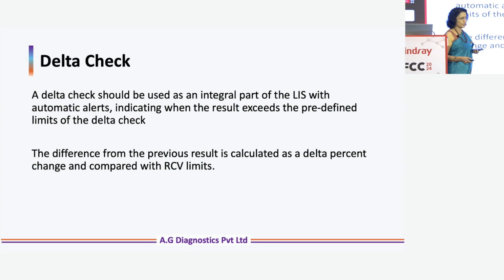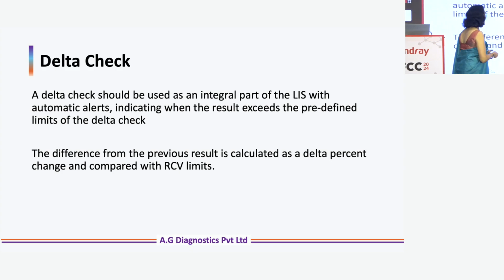So a delta check should be used as an integral part of the LIS with automatic alerts, indicating when the result exceeds the predefined limits of the delta check. The difference from the previous result is calculated as a delta percent change and compared with RCV limits. So when you have two values, one done last week, one done this week, you have to calculate the delta difference and then compare it with the RCV for that analyte to decide whether it is acceptable or not.